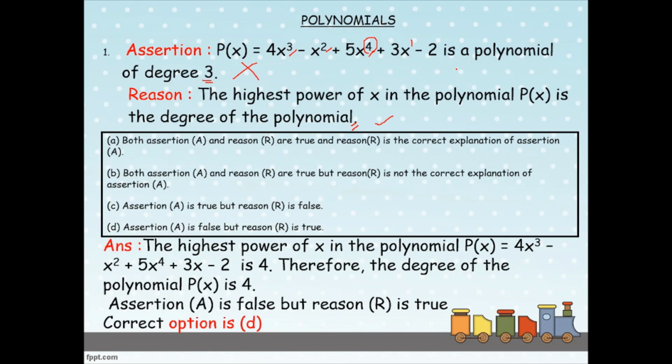Suppose if the reason is wrong, you need not go and check the assertion. Directly you can declare that R is false and the assertion is a true statement. Go for option C. Okay, like that you can solve.